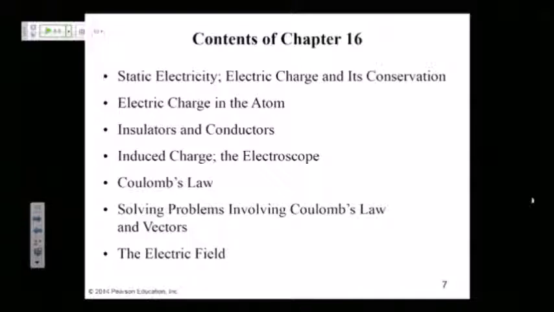In this chapter, we are going to learn all about electrostatics. We will learn what is charge, how it is related to matter, how it is related to other concepts that you are familiar with. We will learn about charges inside the atom. We will learn how to categorize materials into insulators and conductors. We will learn about the fundamental law that governs the interaction between charges.